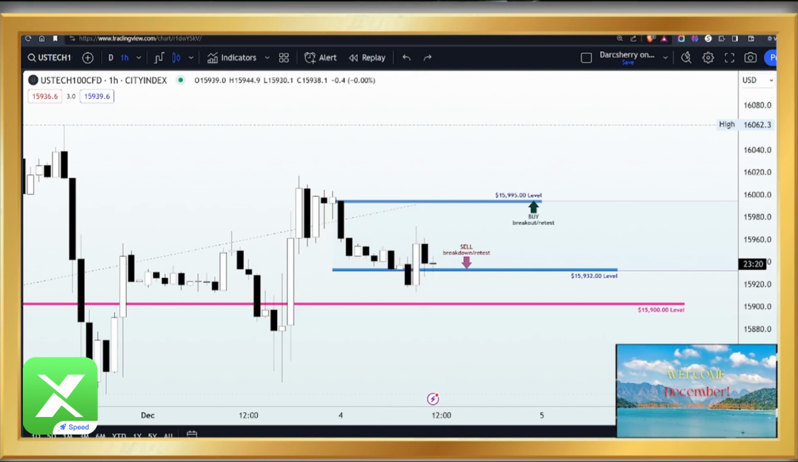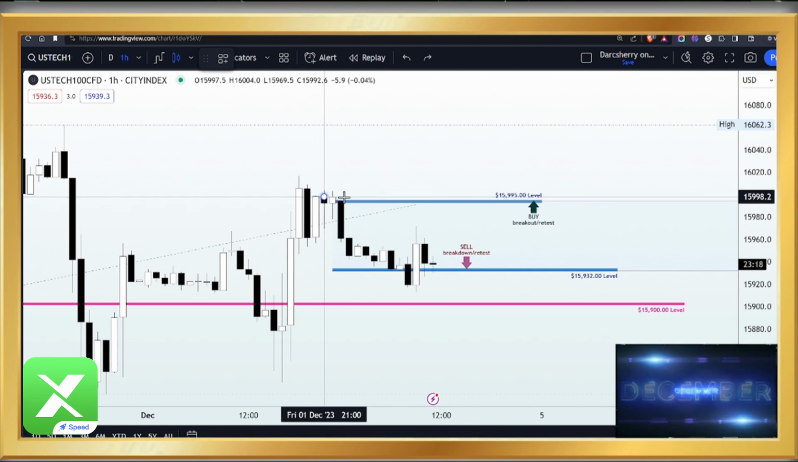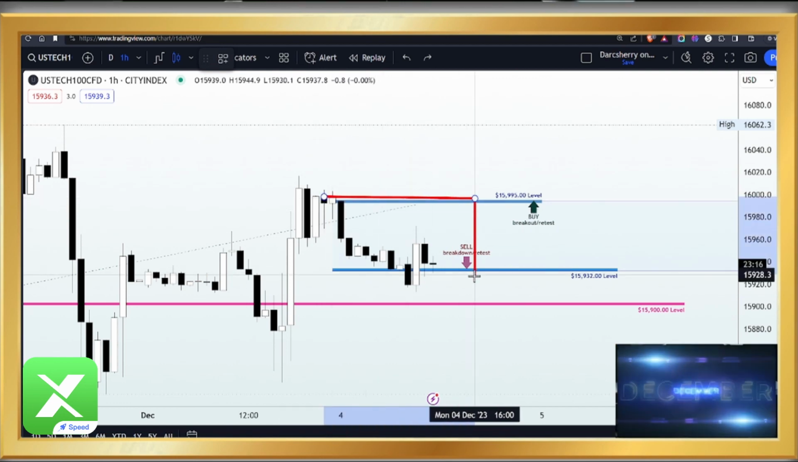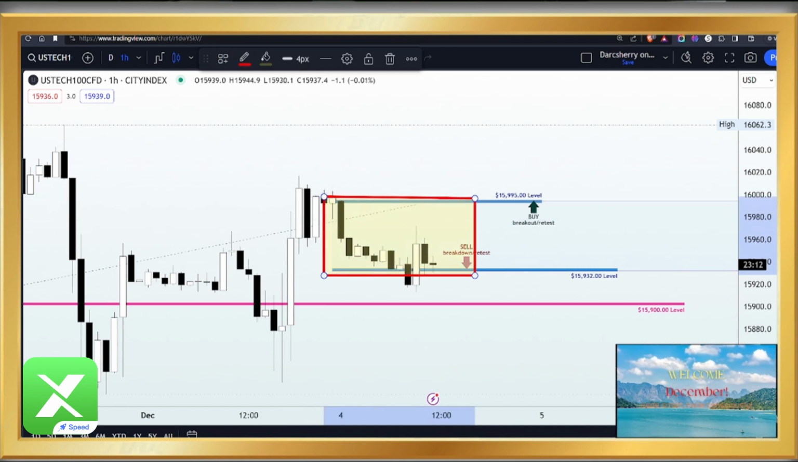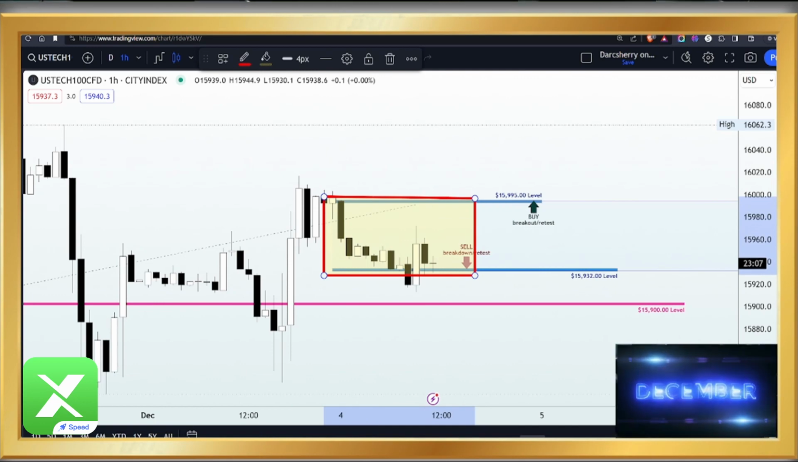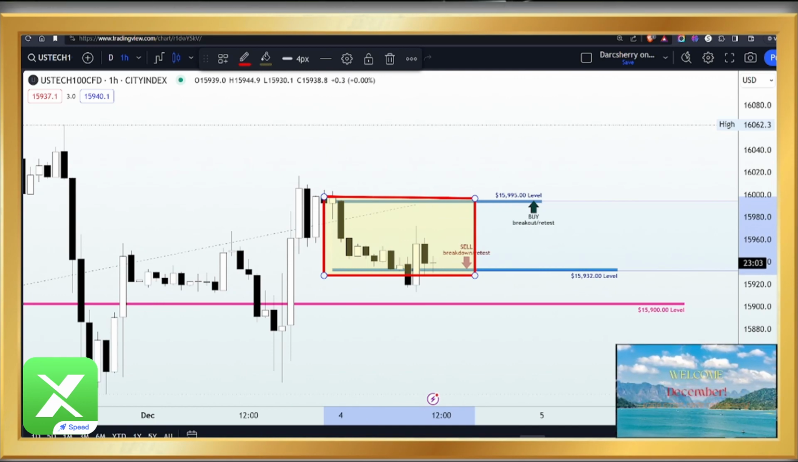Now, of course, you know how we use our flat channel. Whenever we identify them on the chart, we want to exercise patience and wait for price to either break out of the resistance line to give us an opportunity to buy, or break down of the support line to give us an opportunity to sell.